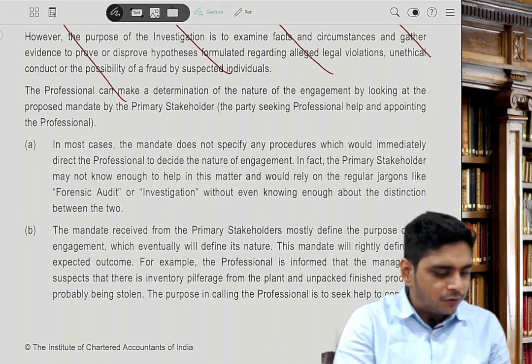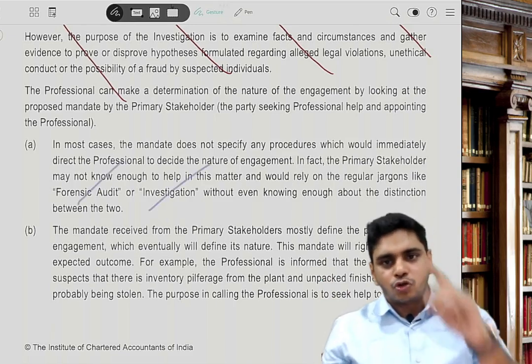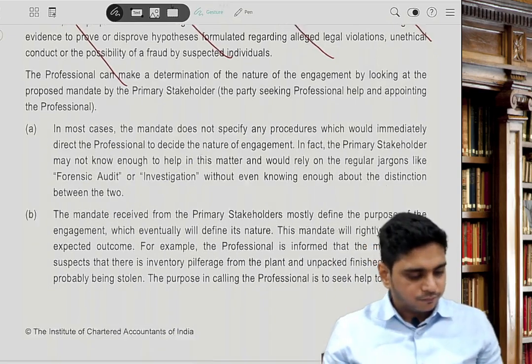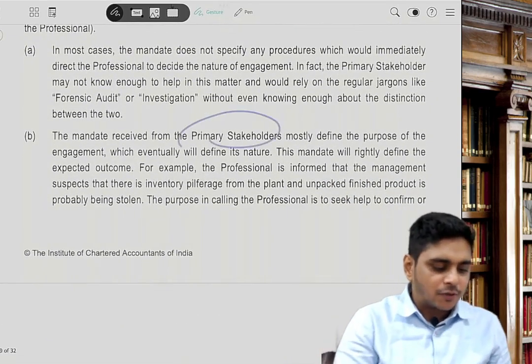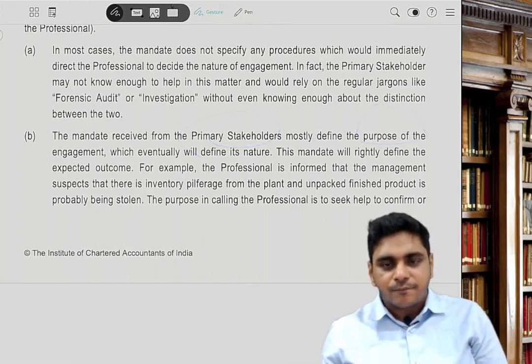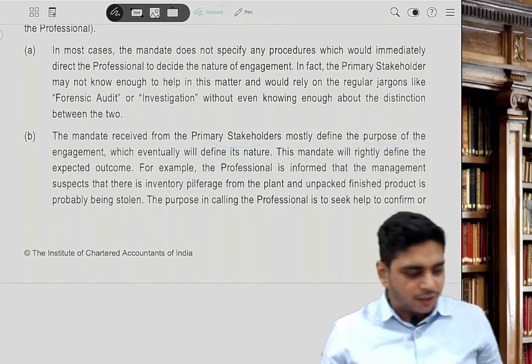So common people will use the word forensic or investigation. You should know what is the difference between them: what is audit, what is forensic, what is investigation. The mandate received from the primary stakeholder mostly defines the purpose of the engagement event, which eventually will define its nature. The mandate will rightly define the expected outcome.